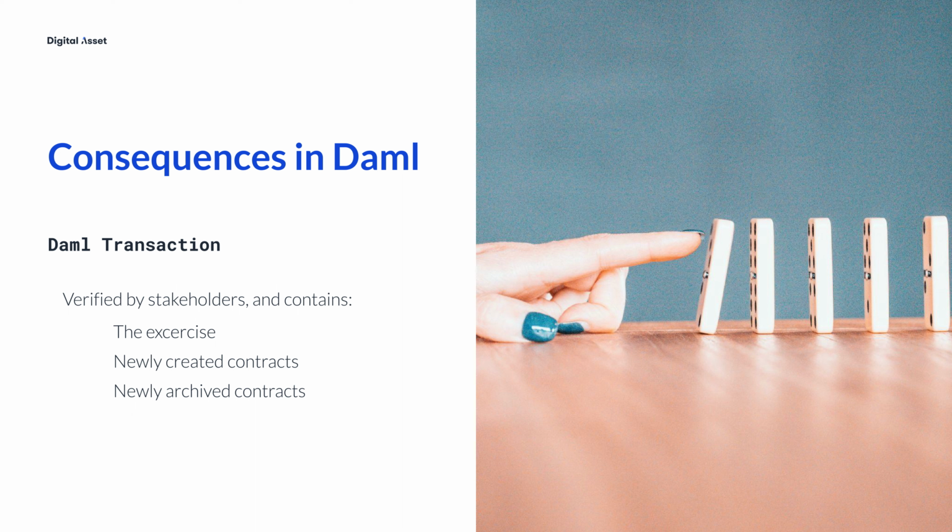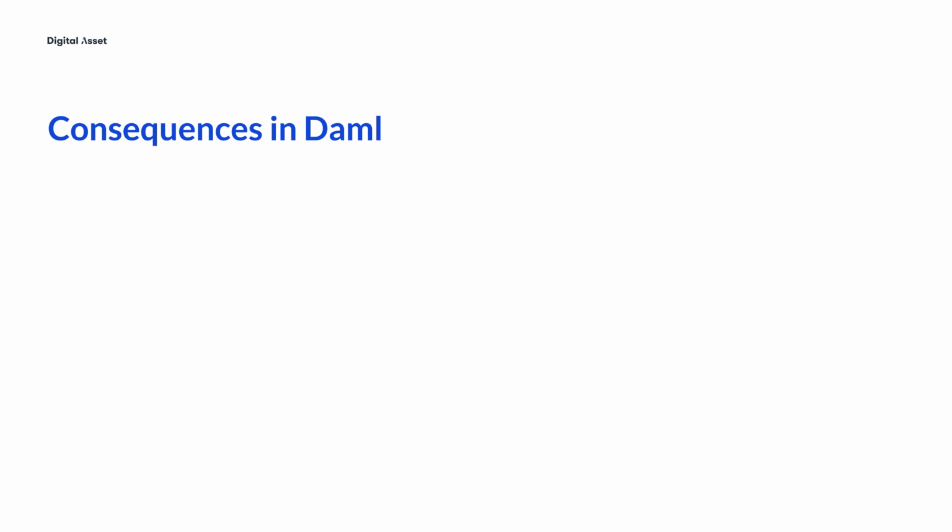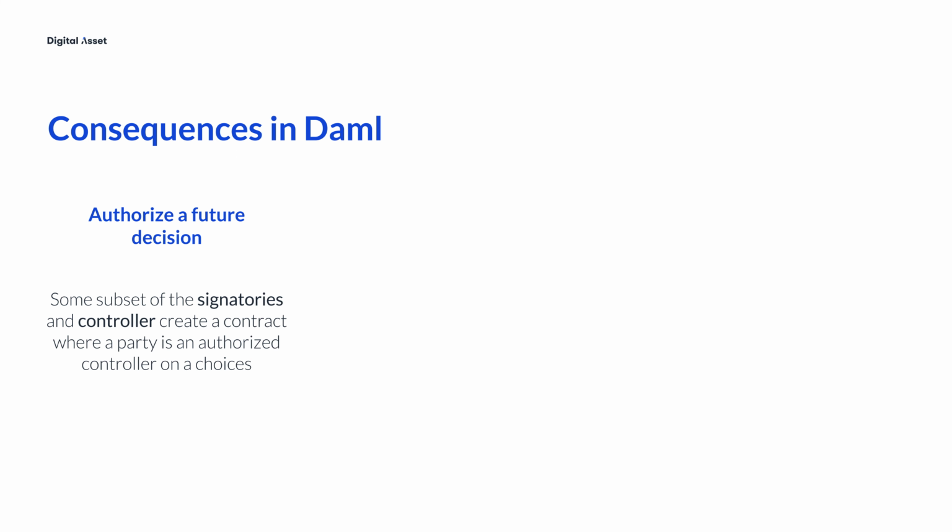So returning to the question, what are the consequences? In DAML, all of the consequences we discussed end up being represented by the contents of the transaction, so by the creation of a new contract or the archiving of an old one. Fortunately, because contracts come bundled with choices, this is enough to represent everything we need. We mentioned there were 3 consequences to consider in DAML. First, the authorizers and the decision maker can jointly authorize someone to make a future decision. In DAML, this is represented by some subset of the signatories and the controller becoming signatories on a newly created contract where the authorized party is a controller on a choice.